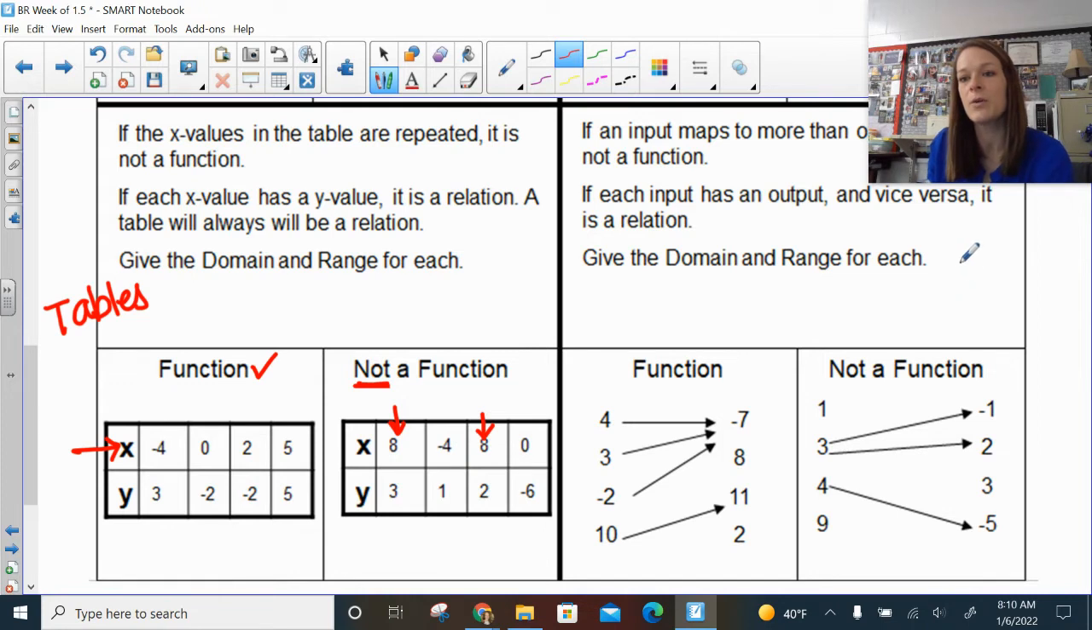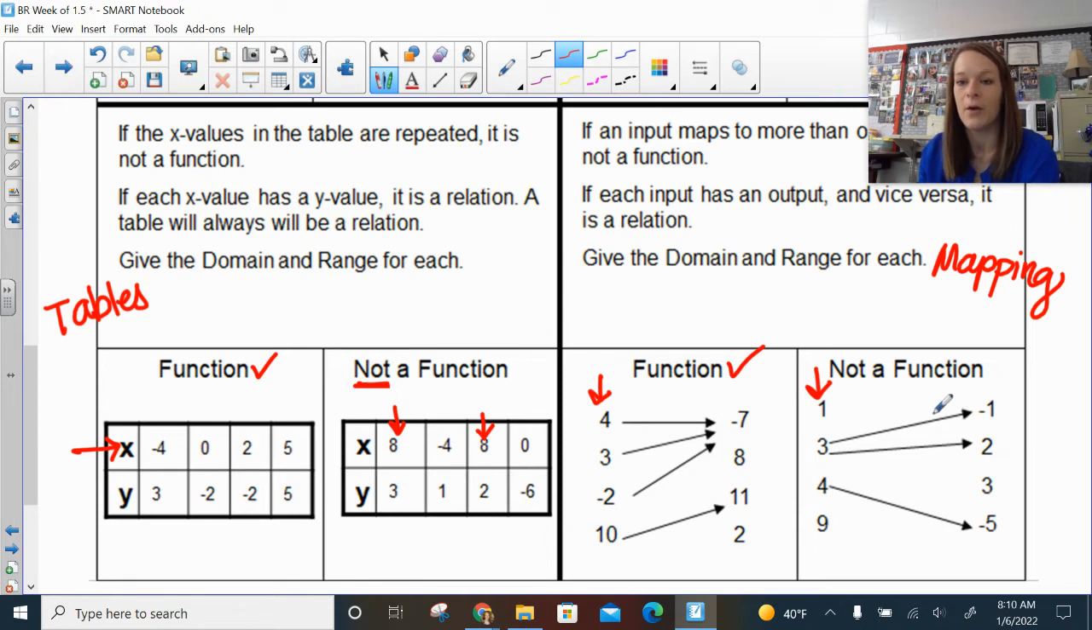And then over here, we're looking at what we call mapping. For mapping, same thing. I'm going to look over here on the left side. This side will be my x values, and I want to know, are they all different? So I have 4, 3, -2, and 10, all different. That's a function. It does not matter that this goes to the -7 and that goes to -7 and that goes to the -7. I don't care anything about the y's right now. I only care about our input values.